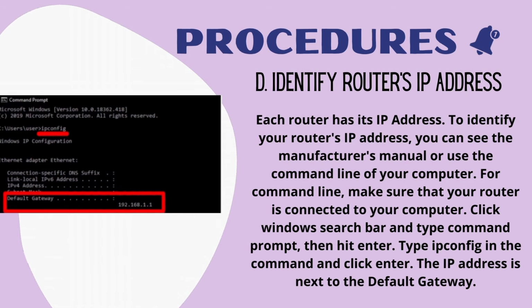Identify router's IP address. Each router has its IP address. To identify your router's IP address, you can see the manufacturer's manual or use the command line of your computer. For command line, make sure that your router is connected to your computer. Click the Windows search bar and type command prompt, then hit enter. Type ipconfig in the command prompt and click enter. The IP address is next to the default gateway.